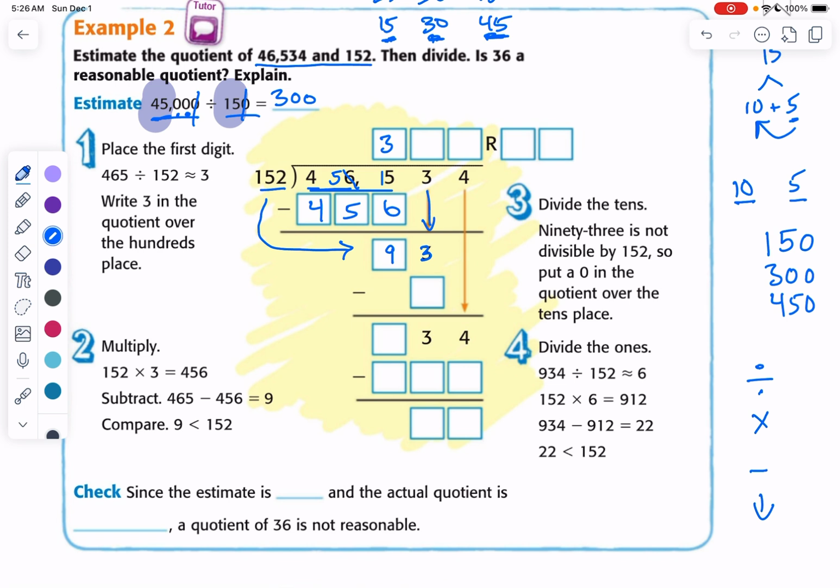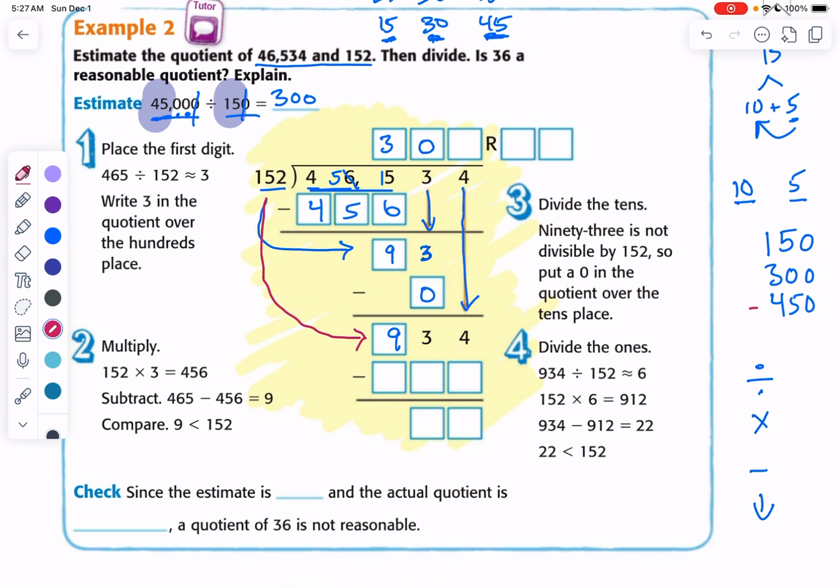Okay? Well, I can't, can I? So I put a 0 up top over the number I just brought down, indicating I can't make any groups. Okay? 0 times 150 is 0. 93 take away 0 is 93. Bring down the next digit. So now I'm thinking about how many groups of 152 I can make out of 934. So maybe I need to do some more skip counting.